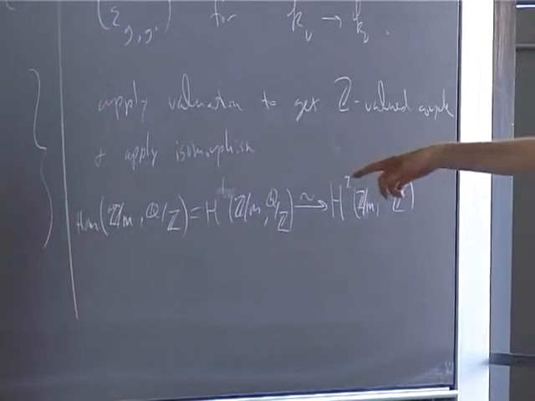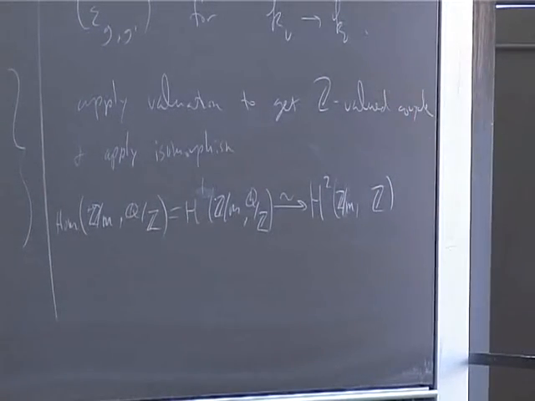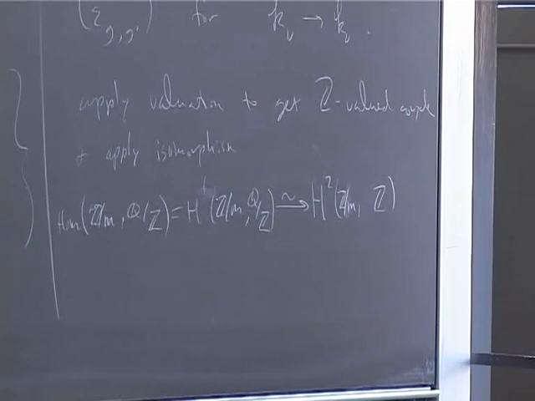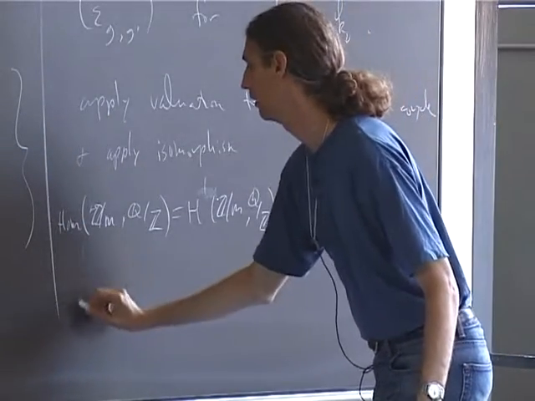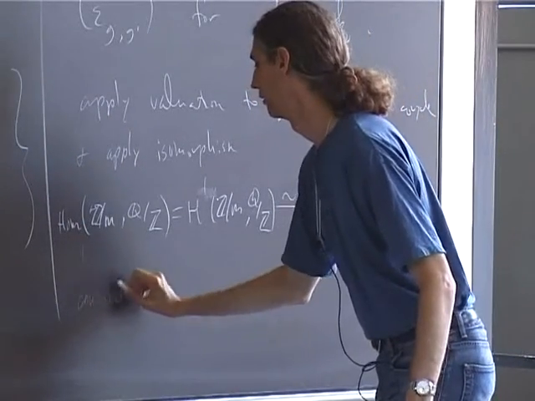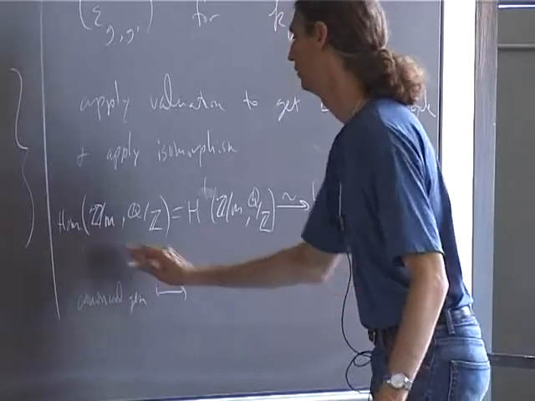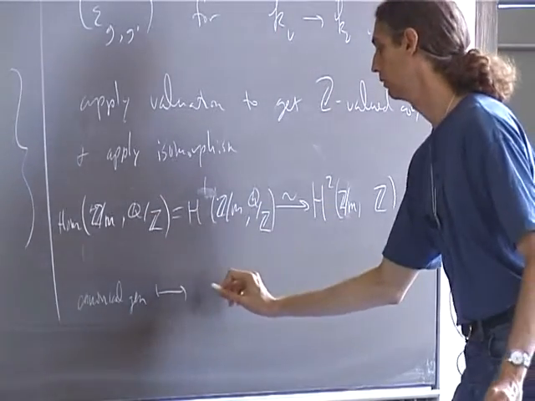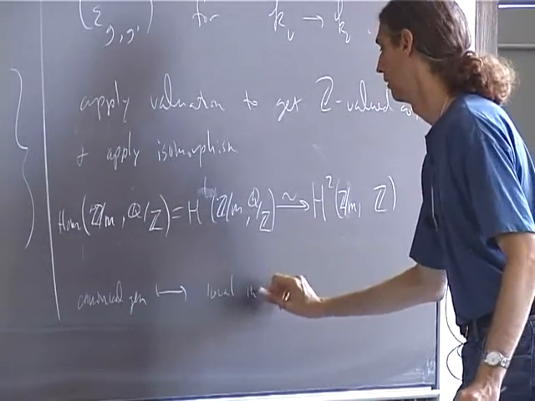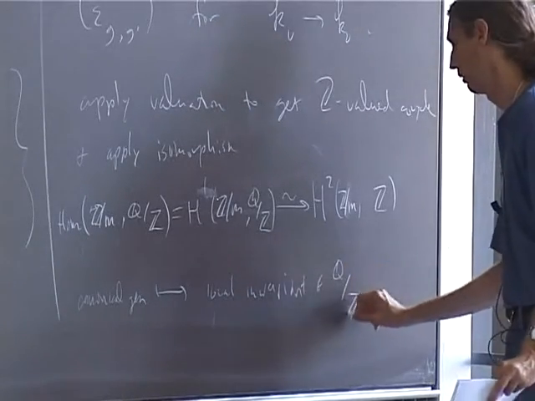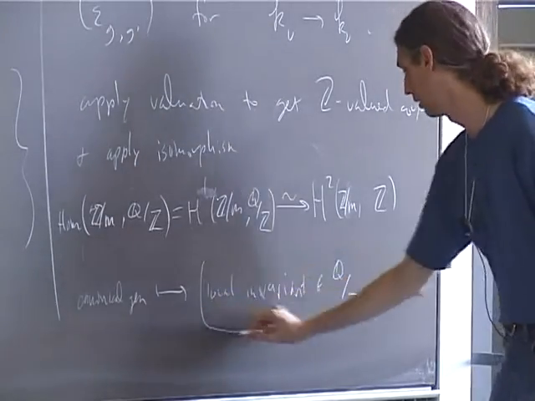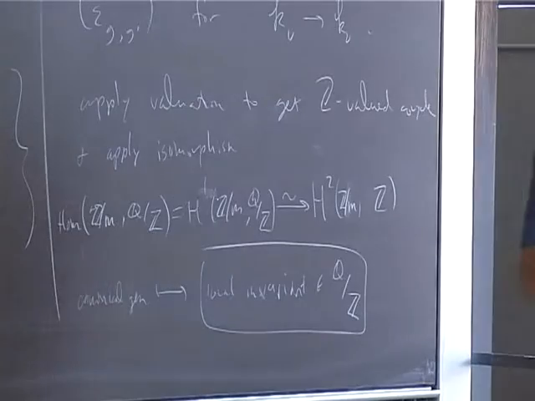And now the Galois group we just saw has a canonical generator. So you apply the canonical generator, and you get an element of Q mod Z, and that's the local invariant.